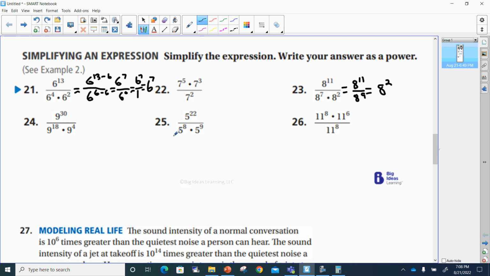All right, number 25 is mine. Once again, multiplying here, 8 plus 9. This is going to equal 5 to the 17th power. And we still have 5 to the 22nd power up top. 22 minus 17 is going to be 5. So this will equal 5 to the 5th power. I just cut a step out of there, but I think you can see where we were going there.